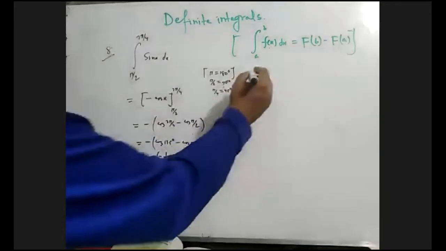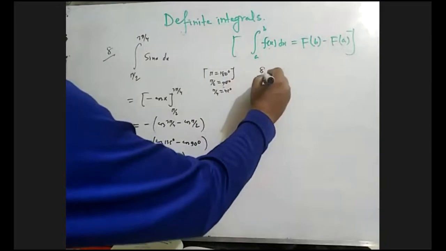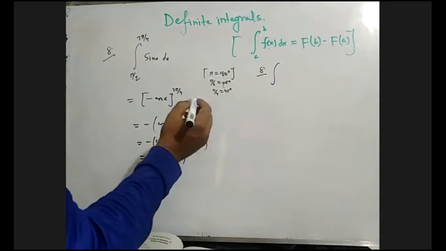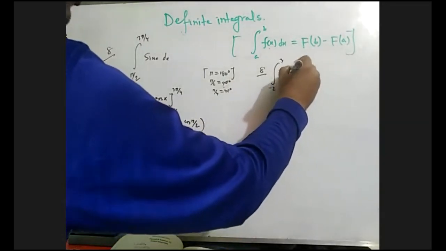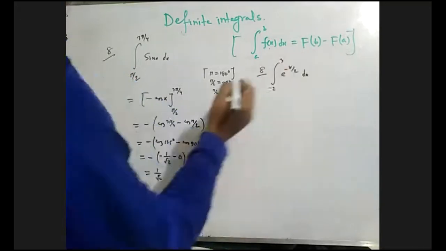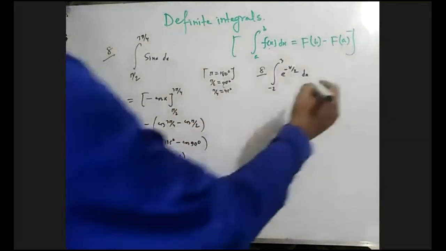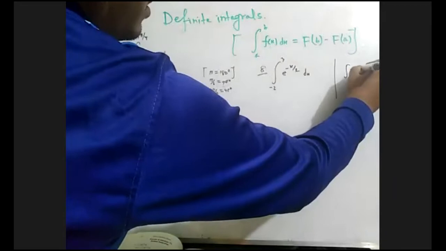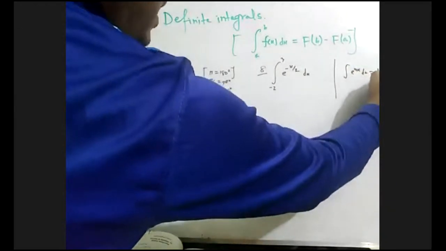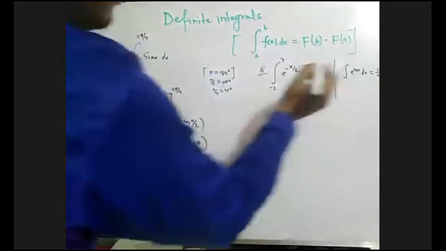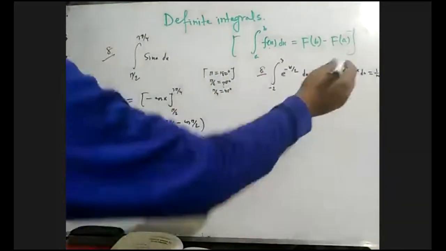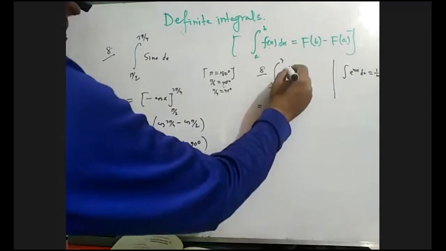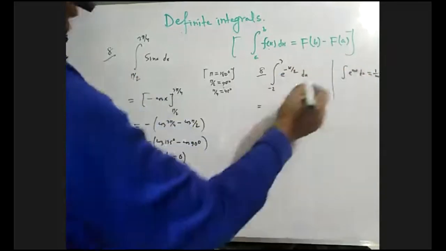Now similarly, another example 8. What will be the integration of e to the power minus x by 2, from minus 2 to 3, dx? You must know from our previous lecture, integration of e to the power mx, what was? It was 1 by m e to the power mx. Okay, this was the formula. So what will be the integration of this? Comparing with this, m equals to minus half.